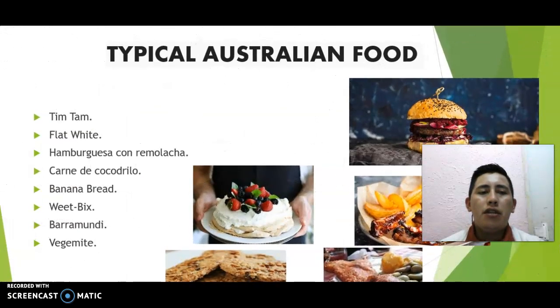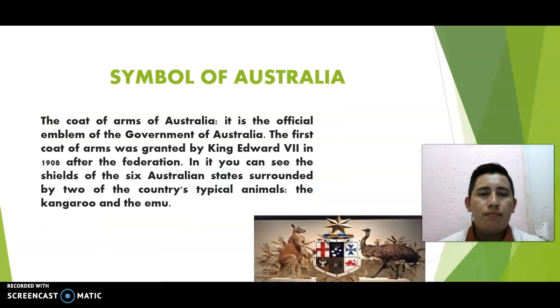Typical Australian food: meat pie, banana bread, Weet-Bix, barramundi, bagel. Symbol of Australia: the coat of arms of Australia. It is the official emblem of the government of Australia. The first coat of arms was granted by King Edward VII in 1900. In it you can see the shield of the six Australian states surrounded by two of the country's typical animals, the kangaroo and the emu.